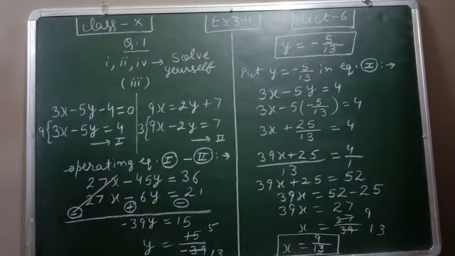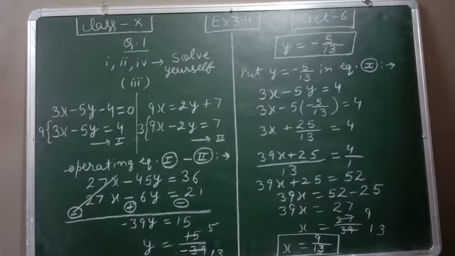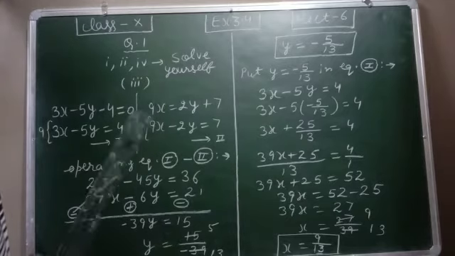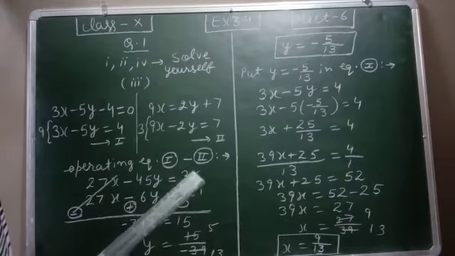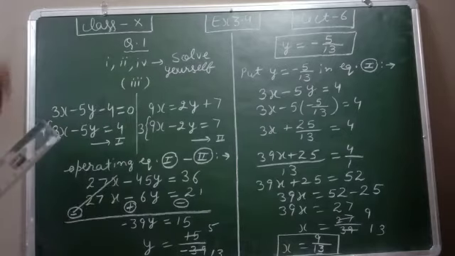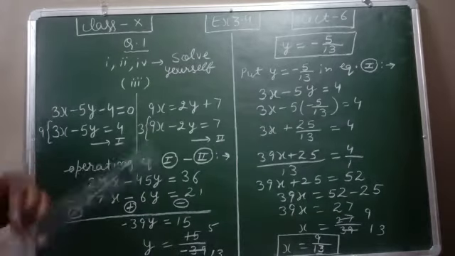So we completed exercise 3.3. In exercise 3.3, first we studied the meaning of a linear equation in two variables. Then we studied the substitution method and then the elimination method. Now in 3.4, the first question says to solve by the substitution method and the elimination method.